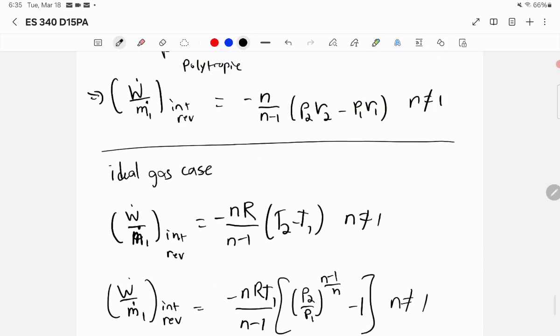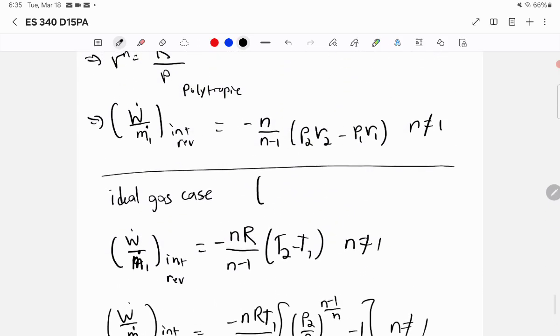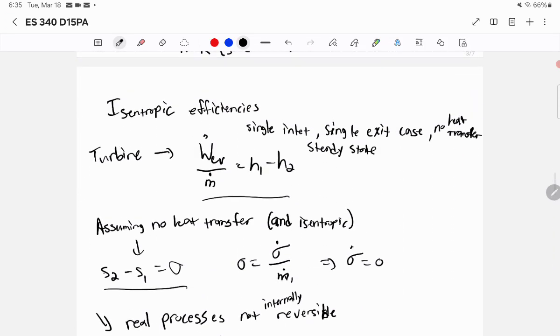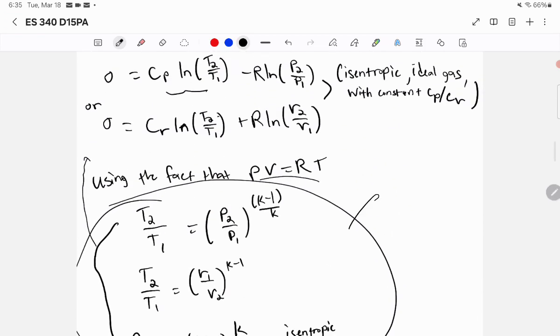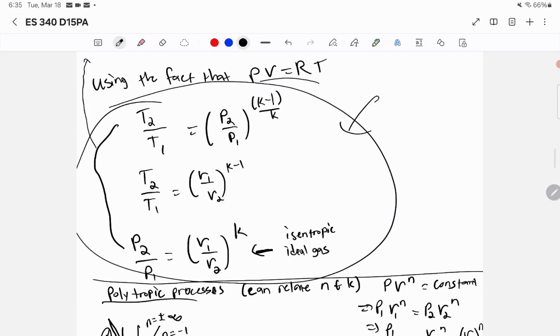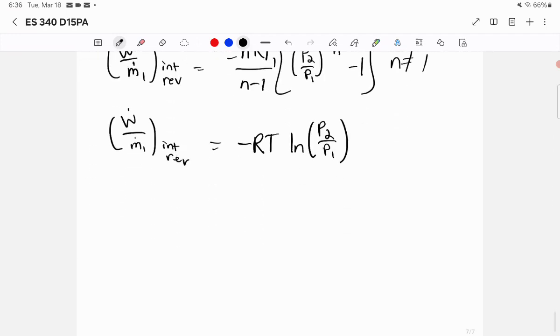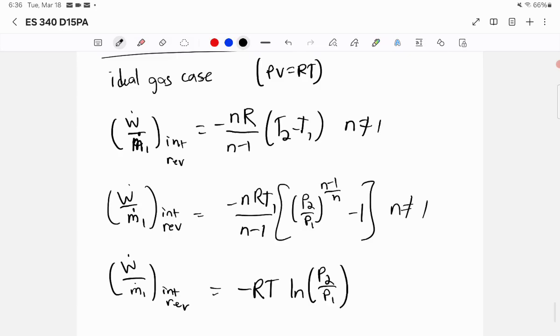Okay? So basically just playing around with the ideal gas case, remember Pv equals RT, and these relationships that I had up here become useful for some of these transformations. If you use those, these are the equations that you come up with. So single inlet, single exit, internally reversible, ideal gas. These are the equations that you can come up with for work.